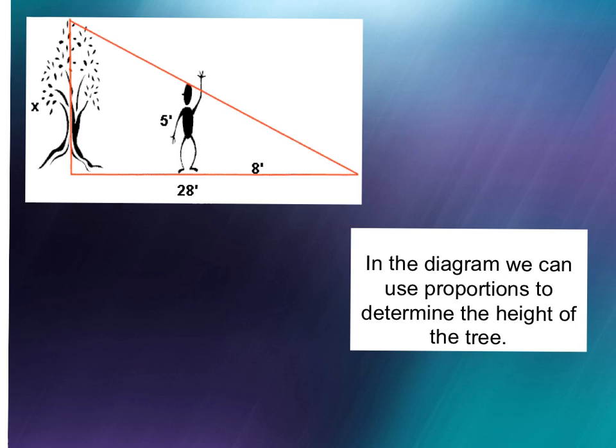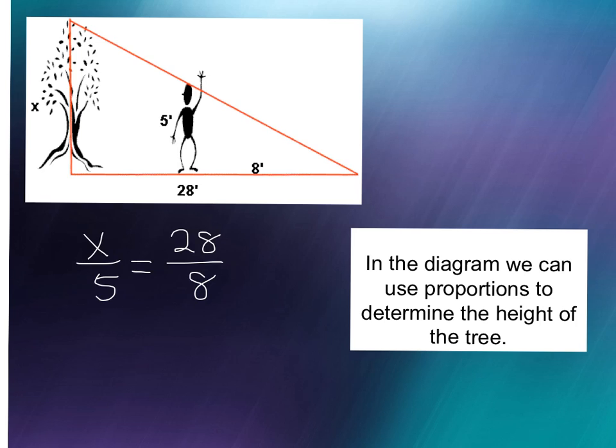So I said that there are many uses for proportions. Here's one. What if you wanted to find the height of a tree? In the diagram, we can use proportions to determine the height of this tree here. I'd like you to take a minute and think of a way that you can find two similar triangles to build a proportion and solve for the missing height of the tree. When you have your answer, go and play and follow along with me.